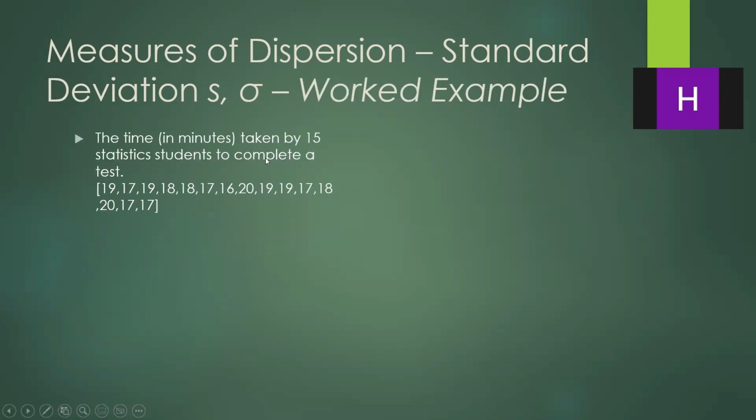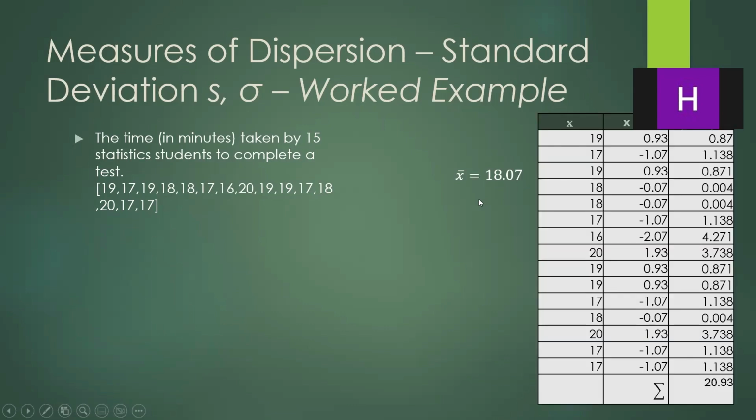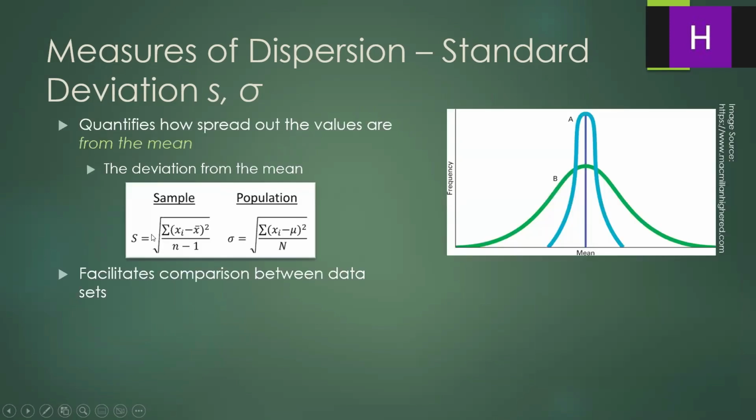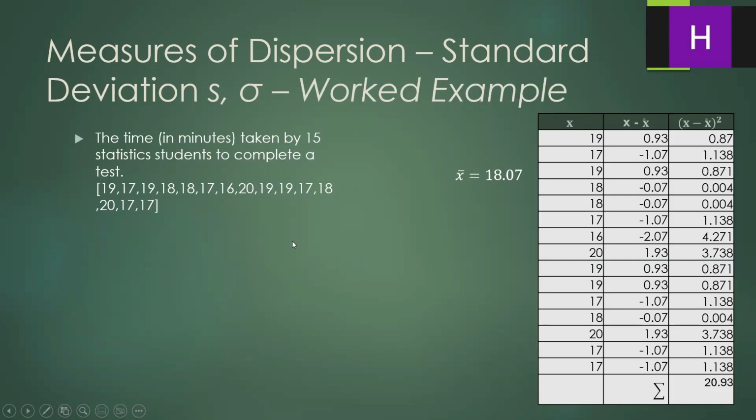Let's have a look at a worked example to calculate the standard deviation. We have a sample of 15 values, which are basically the time in minutes taken by 15 statistics students to complete a test, and these are the values. We need to calculate the mean of this sample. X bar is 18.07. You can verify it by yourself later after the lesson. Then we calculate the standard deviation S using the same expression that we saw in the last slide, which is basically an average of the squared deviations from the mean, and then we take the under root of that.